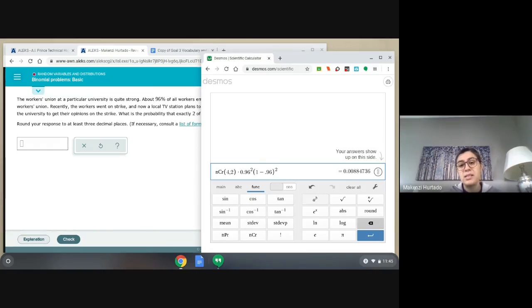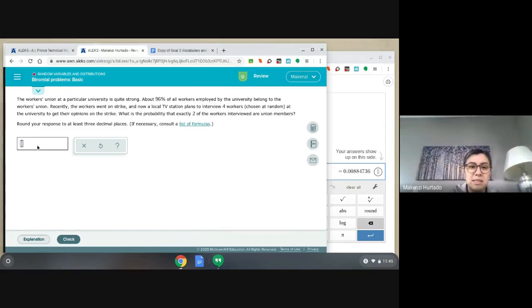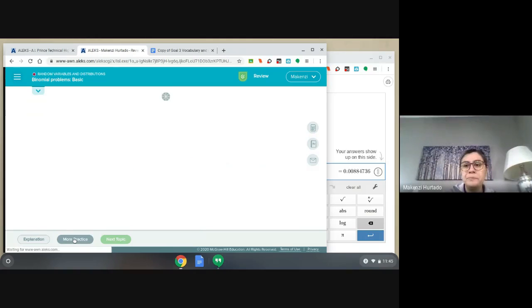So this says, what is the probability? We're going to round this to 3 decimals. So that is 0.008. We look at the 8 next to it, which means it is going to be 0.009. We're going to try one more.